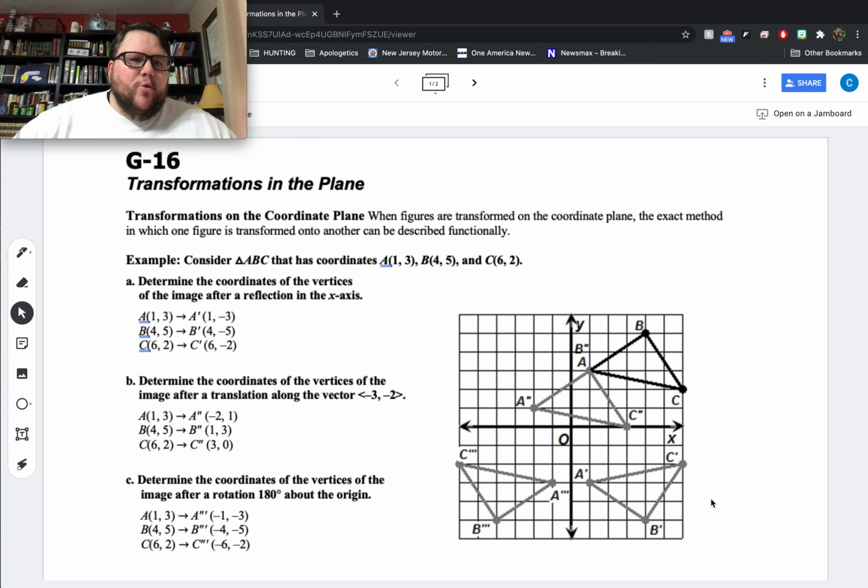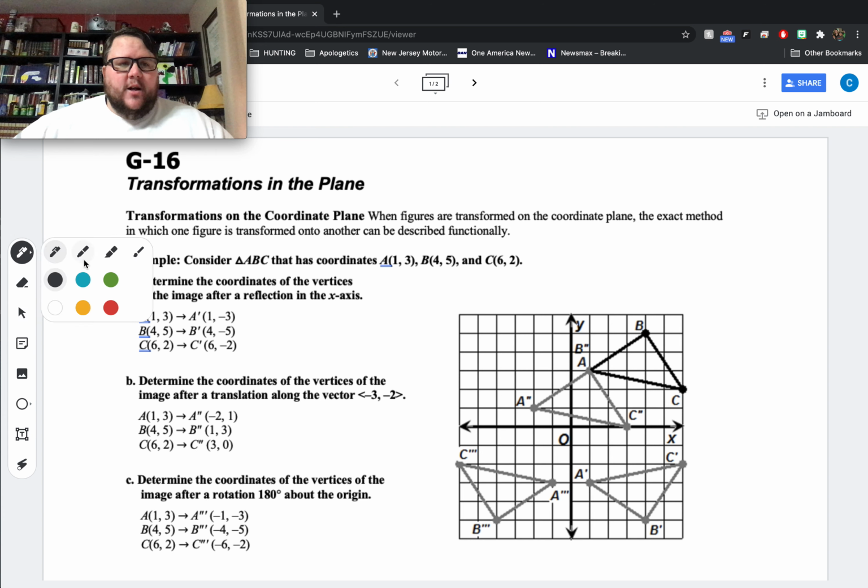Welcome back for more transformations in the plane. Today we're actually going to look at determining the pre-image and the different transformations that there are. So in this one, I'm going to highlight our colors.